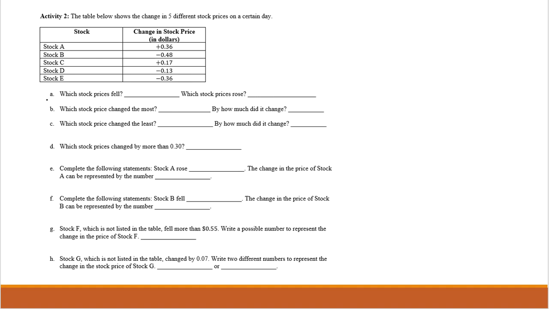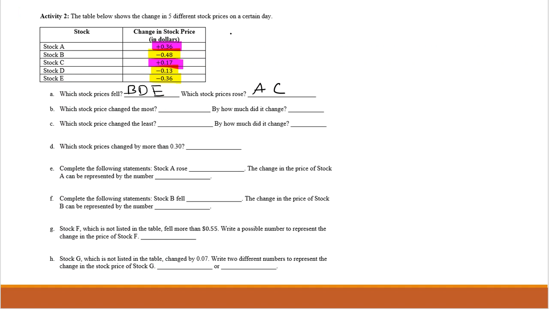So for question A, which stock prices fell? Well, the ones that fell are the ones that are showing a loss. So that would be B, D, and E. And then which stock prices rose? Well, those are the ones that are showing the positive gains. So stock A rose 36 cents, and the value of stock C rose by 17 cents. So for that one, we would say A and C.